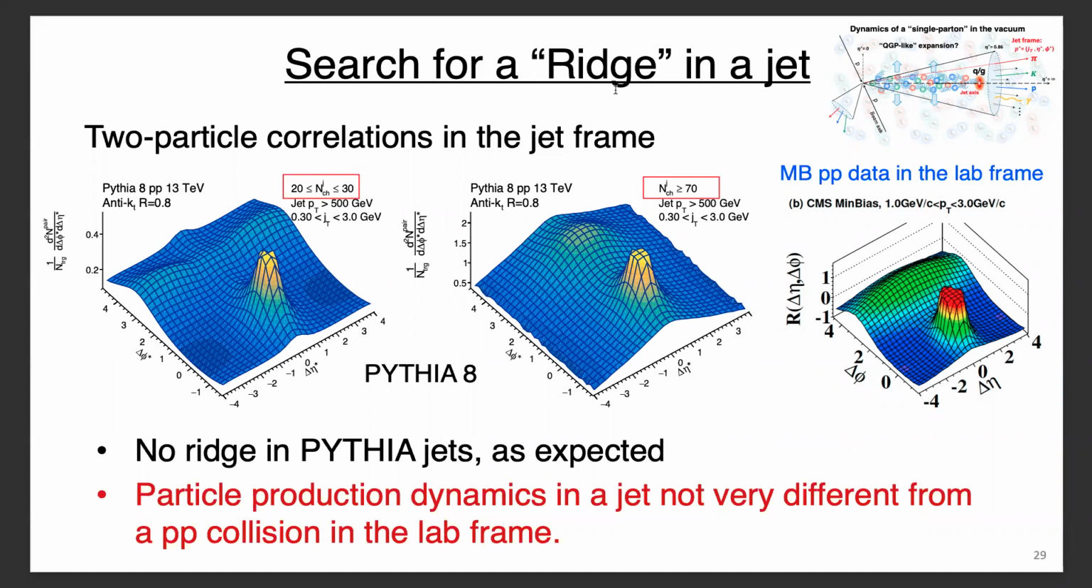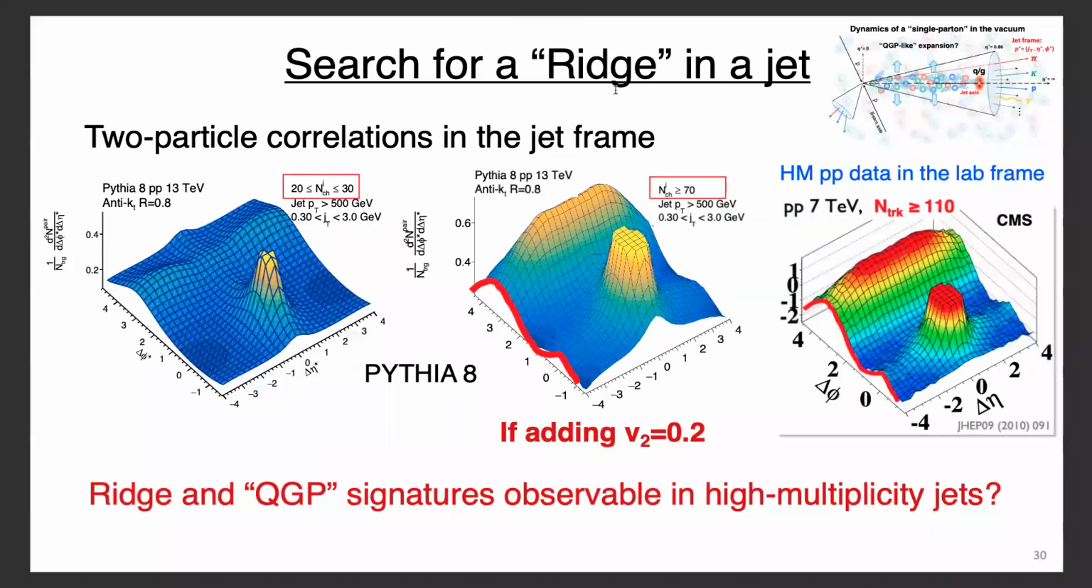This is pp data in the lab frame. The structure is very similar. Now, this is the high multiplicity pp in the lab frame. Now, if I add, this is fake, if I add 20% of V2, we will easily see this. We should be able to see this in the data, if you do the analysis in the data.